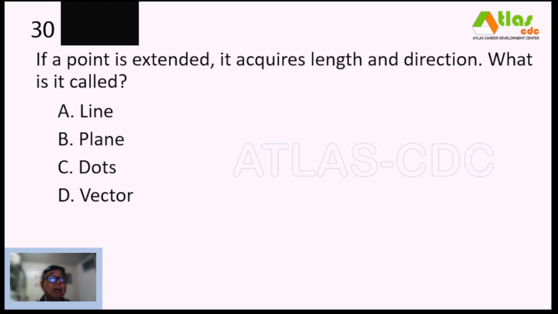What is it called? A, line, B, plane, C, dots, and D, vector.